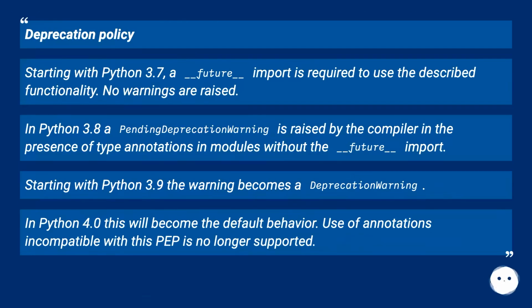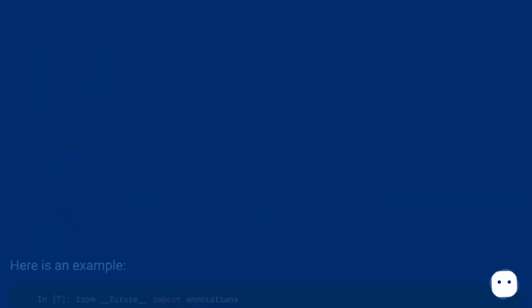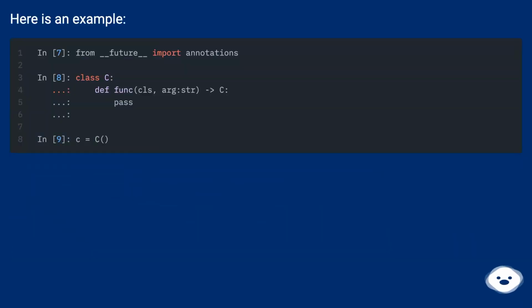deprecation policy: starting with Python 3.7, the __future__ import is required to use the described functionality. No warnings are raised. In Python 3.8 a pending deprecation warning is raised by the compiler in the presence of type annotations in modules without the __future__ import. Starting with Python 3.9 the warning becomes a deprecation warning. In Python 4.0 this will become the default behavior. Use of annotations incompatible with this PEP is no longer supported. Here is an example.